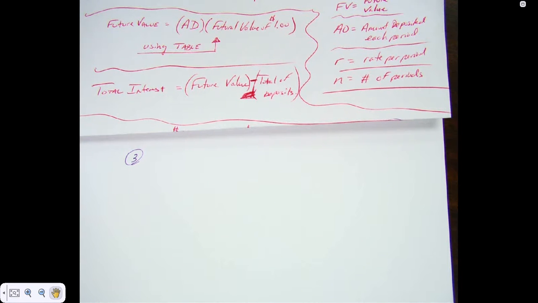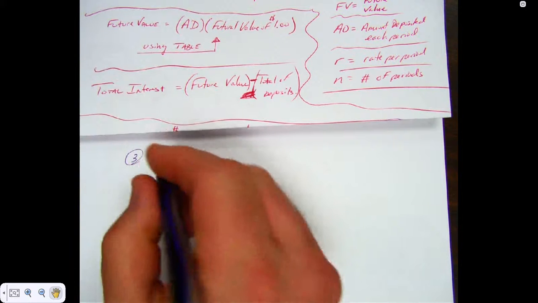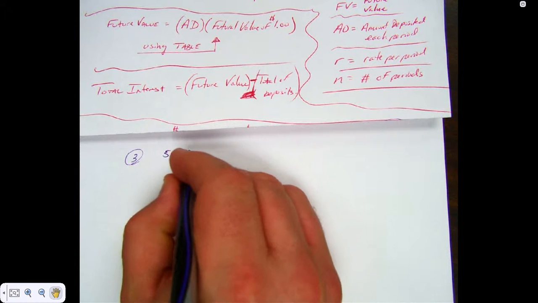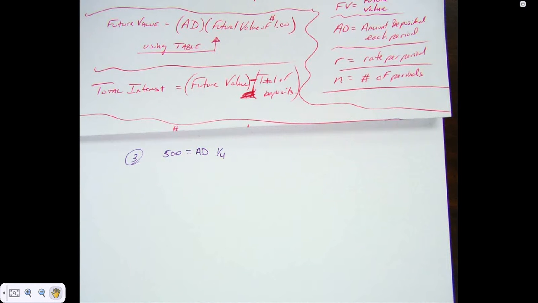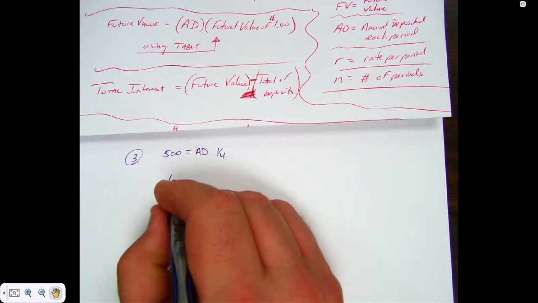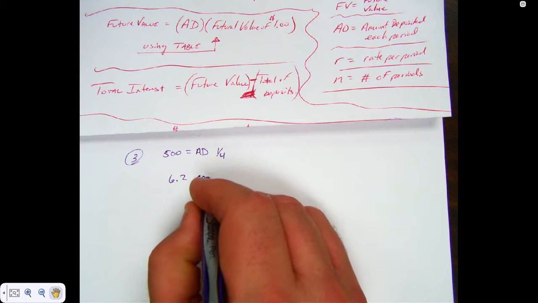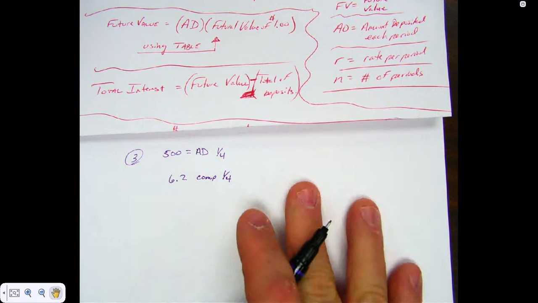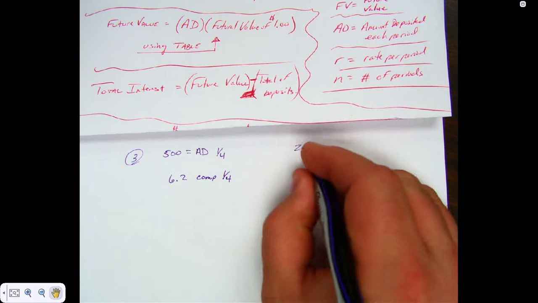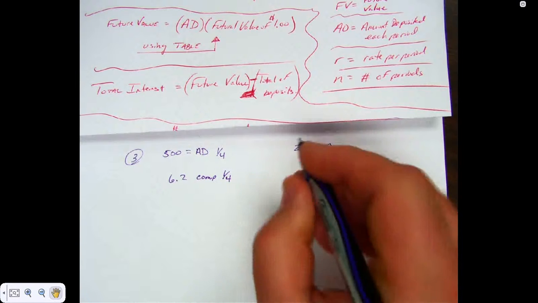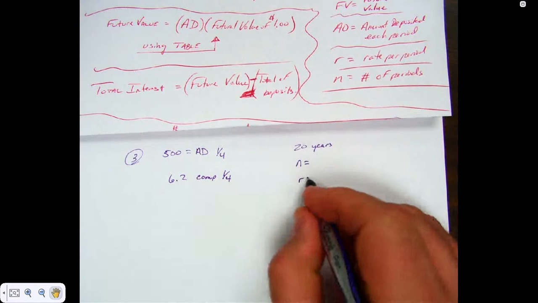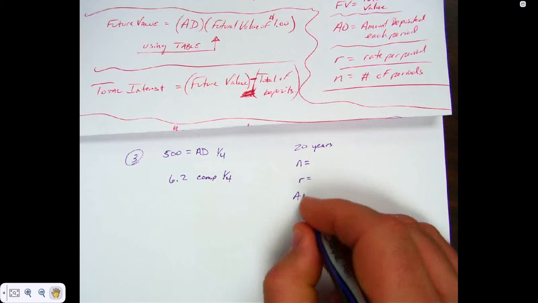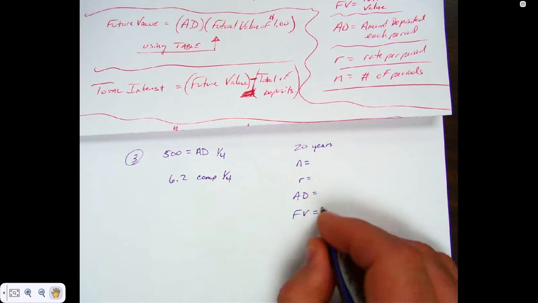Okay, he's got 500, so that's his amount he deposits each time, every quarter. His interest rate is 6.2 compounded quarterly. They want to know how much he would have saved in 20 years. Okay, so we need the number of periods. If you look at this, we need the number of periods, we need the rate per period, right? We need the amount deposited, and then we can find what? The future value. Okay?